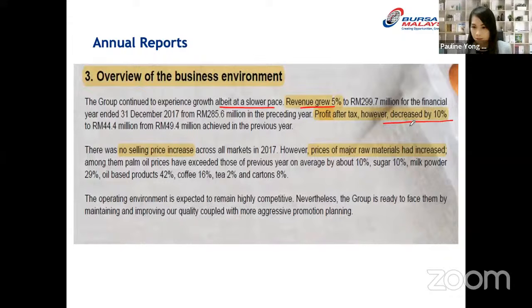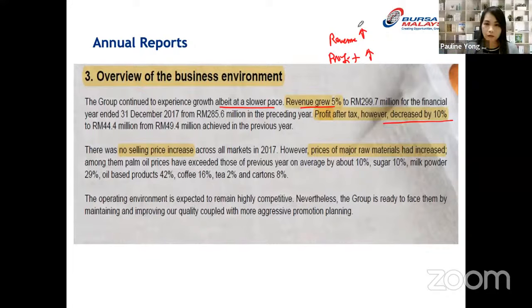Then, no increase in selling price. So that means that when you see your revenue increase but your profit is reduced, something is wrong, because usually we want to see that your revenue increases, and then your profit also increases. So if that is in tandem, that means revenue increases 10%, profit also increases 10%, that is healthy.